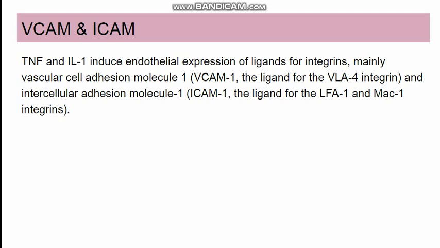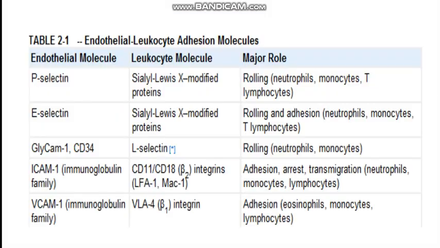Okay, the VCAM and ICAM, they are what? They are ligands for integrins. VCAM is the ligand for one integrin known as VLA4, and ICAM is the ligand for LFA1 and MAC1 integrin. Okay, these are two more important ligands. Already we have discussed that selectin has its ligand and it will mediate rolling. Then similarly, on the endothelium there is ICAM and VCAM present, and you have integrin present on the leukocyte. They will mediate the adhesion.